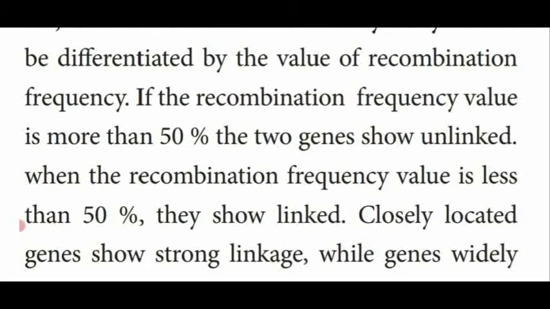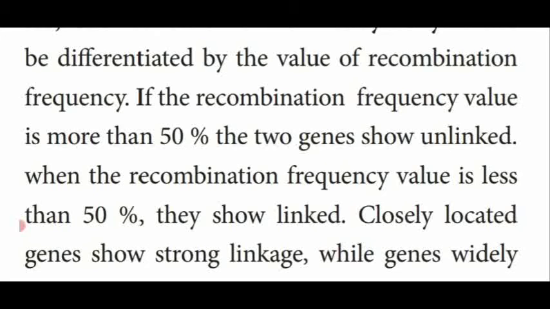See, they are given that one. If the recombination frequency value is more than 50% for the two genes, they show unlinked. So the recombination frequency is more than 50% out of 100. Those genes are named as unlinked genes. Why are they said to be unlinked genes? Because they are located far apart on the same chromosome. When the recombination frequency value is less than 50%, they show the linked genes because they are closely located.